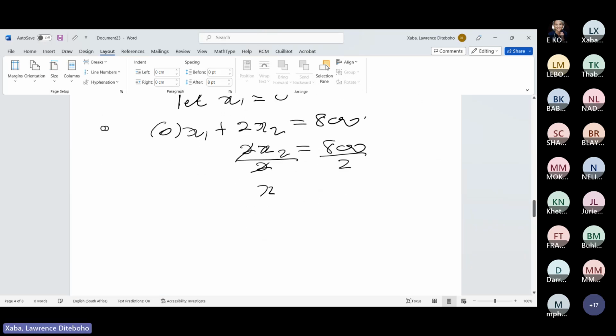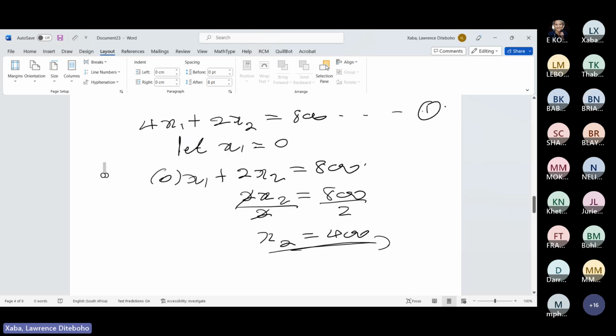Then we ended up having x2 equals to... are we together? Yes. We are going to do the same thing. Remember I said to you, guys, from this equation we want two values that will represent x1 and x2.